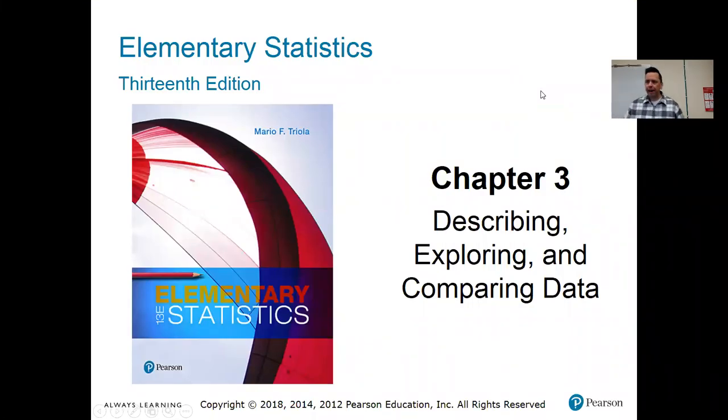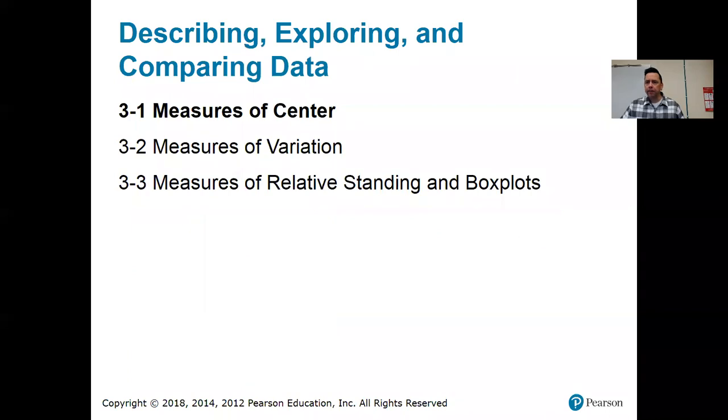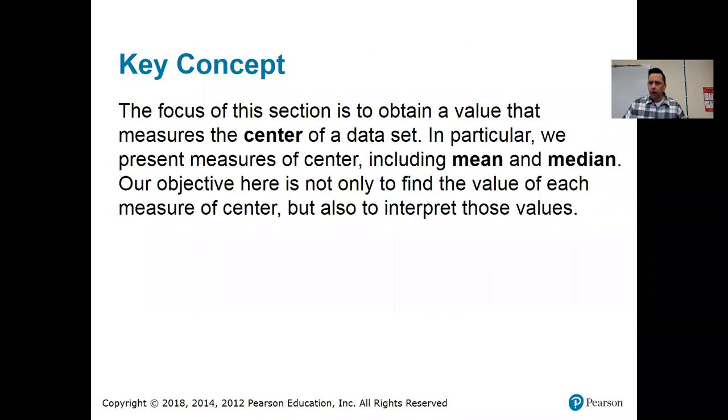Today we're starting Chapter 3, which is describing, exploring, and comparing data. So the first section is 3-1, measures of center. This is where we're going to be talking about mean, median, mode, and all that good stuff. All right, which is, I guess, sort of my way of saying what you see here.